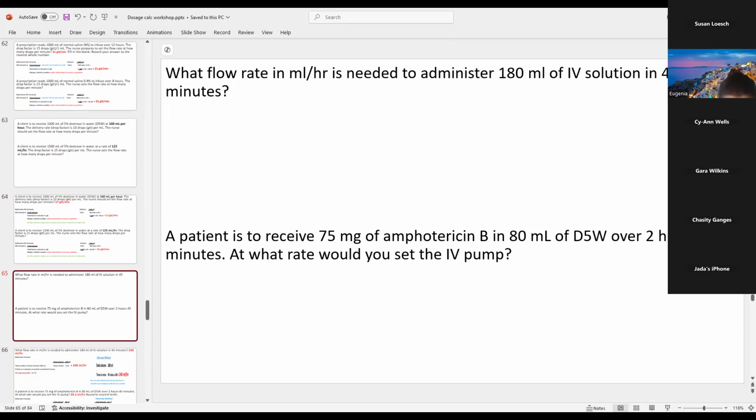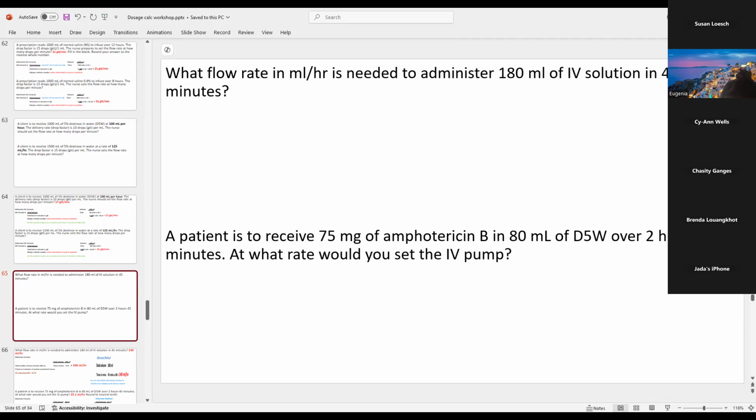Now look at this question. All this is asking you is what you're going to set the pump to in mLs per hour. But look how it's written. Okay. So when you're doing mLs per hour on a pump, what do you need? Volume and time, right? And you have that. The problem is they want you to give the answer in mLs per hour, and your time is in what? Minutes. So you have to convert that time.